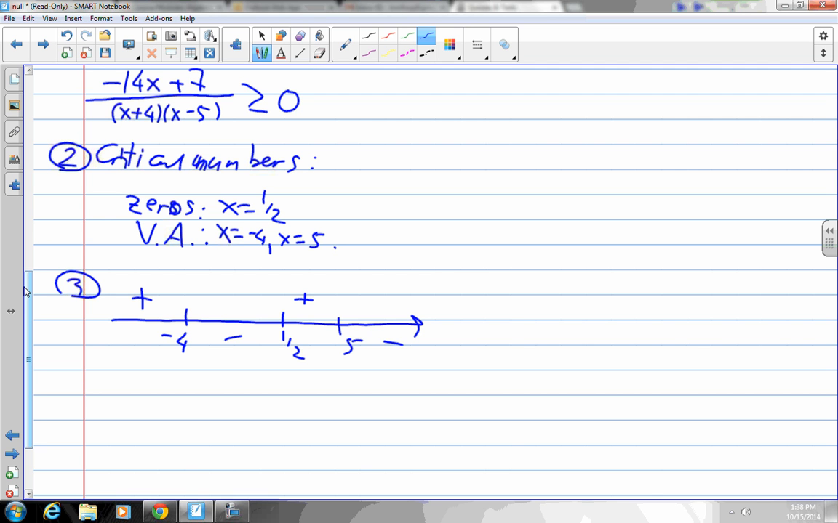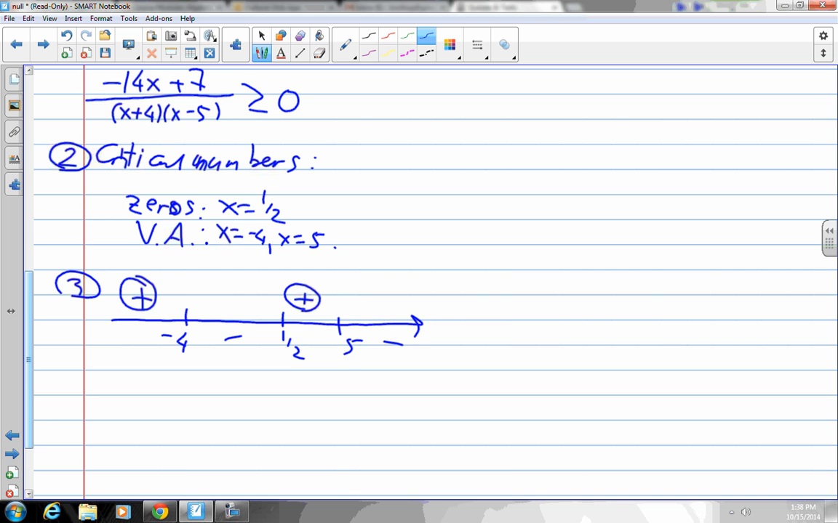When is this expression greater than or equal to 0? So here, right? That's where it's positive, and there. The only thing you have to be careful of is the equal 0 part, to make sure to include 1/2, because 1/2 makes it 0. Do not include 4 or negative 4 or 5. Cannot include the asymptotes because they make it undefined. Shouldn't be part of the solution.